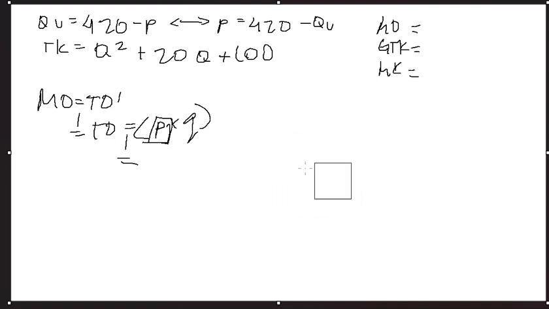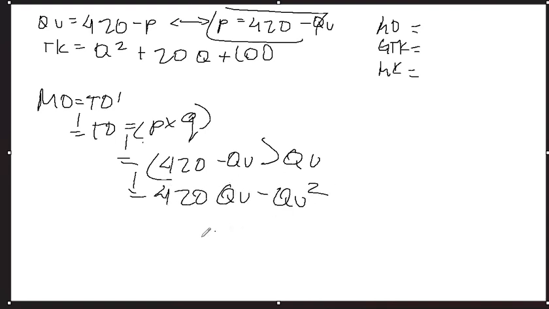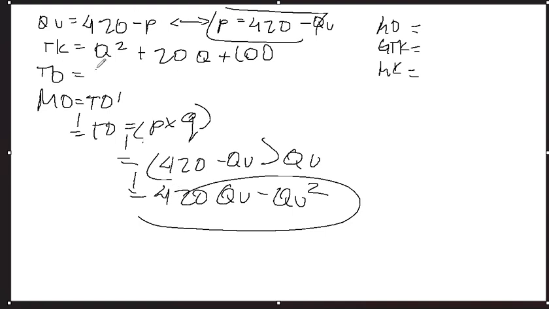So what we now do is, hold on, we use this. It becomes 420 minus QV, and then we just need to multiply by QV, and it becomes QV squared. Okay, now we have TO. Let me put TO here: 420 QV minus QV squared.